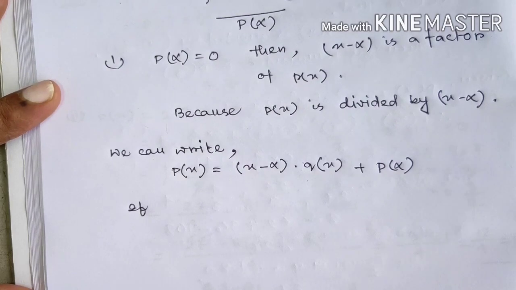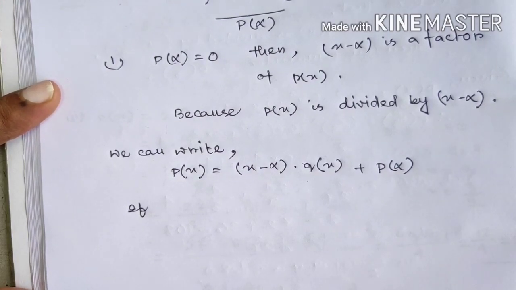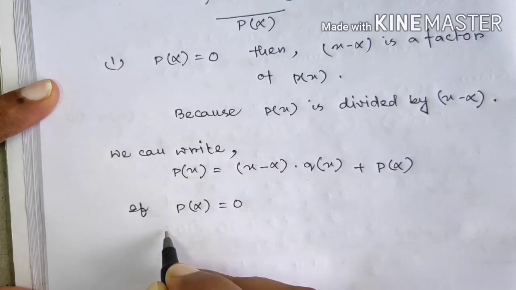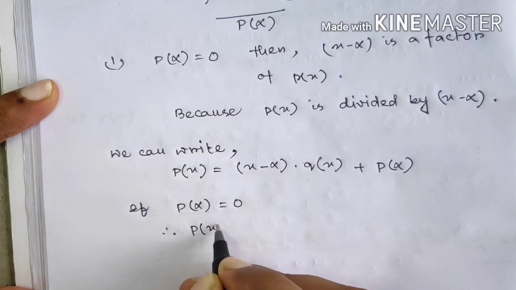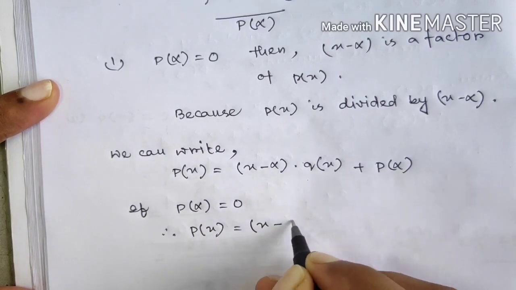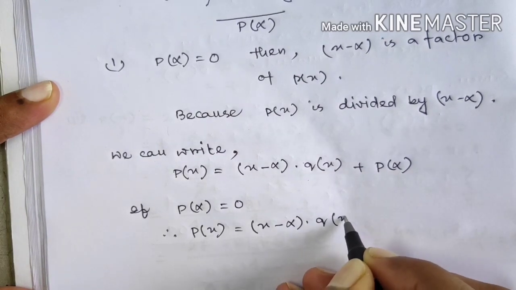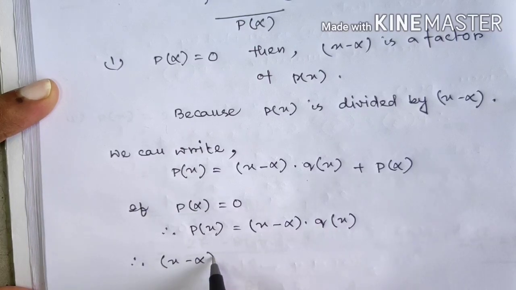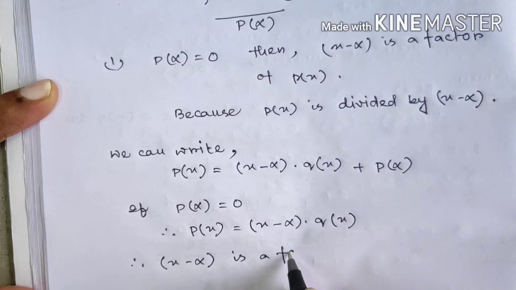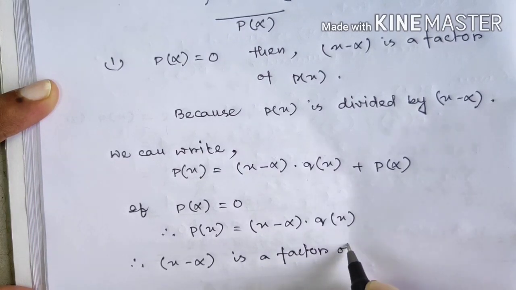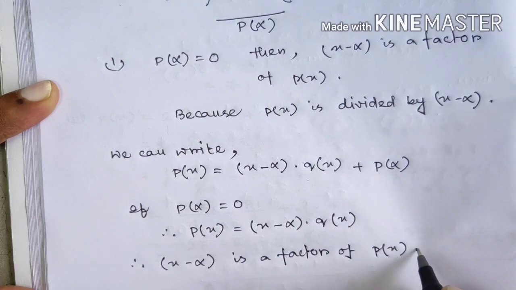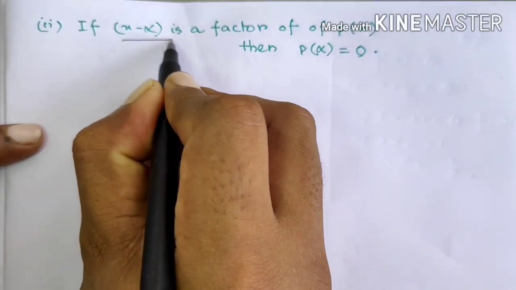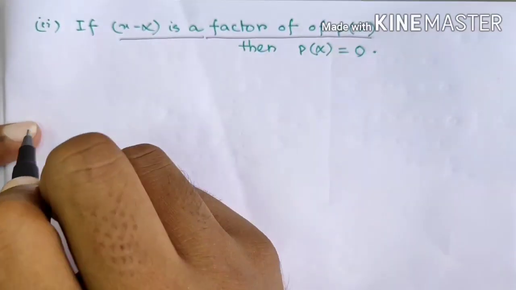From the division method, we can write p of x equal to x minus alpha into q of x plus p of alpha. If p of alpha equal to 0, then from the above equation we can write p of x equal to x minus alpha into q of x. Since p of alpha equal to 0, therefore x minus alpha is a factor of p of x. Here the other factor is q of x. Next, if x minus alpha is a factor of p of x, then p of alpha equal to 0.